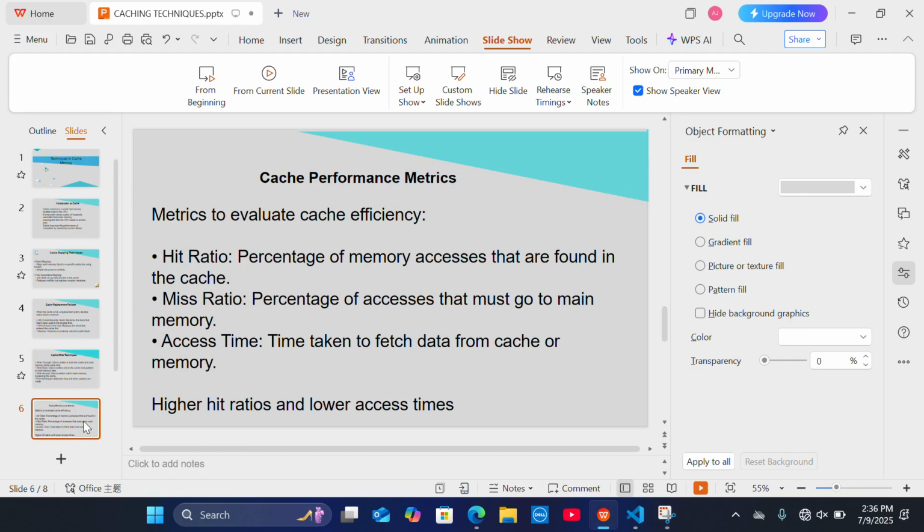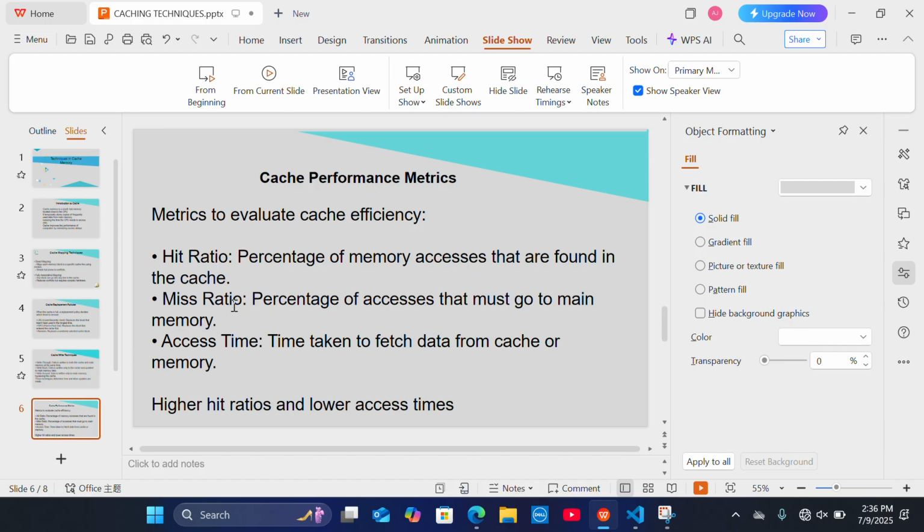So let's go to the next slide. The next slide talks about the cache performance metrics, the metrics to evaluate cache efficiency. First, you have the hit ratio. That's the percentage of memory accesses that are found in the cache.